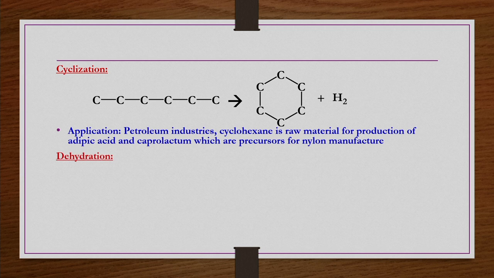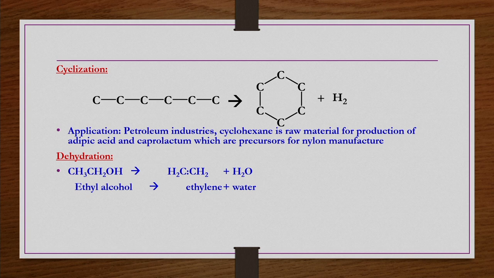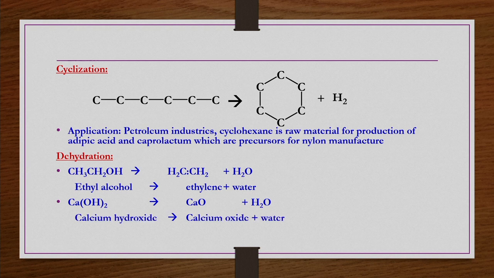Then dehydration reaction. Dehydration means removing the water molecules. Let us say ethyl alcohol, if you do the dehydration, then you can get ethylene and water. Similarly, calcium hydroxide, if you do the dehydration, then you can get calcium oxide and water. Applications are possible in many organic chemicals and inorganic chemicals productions.